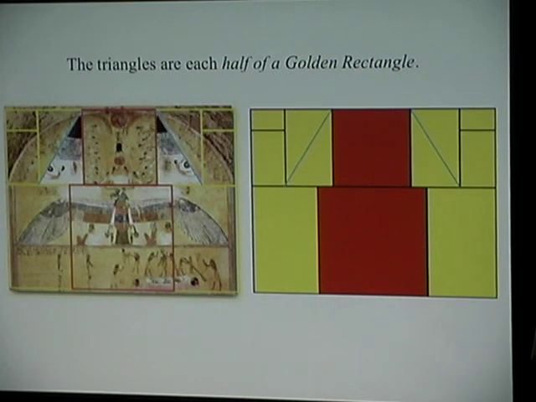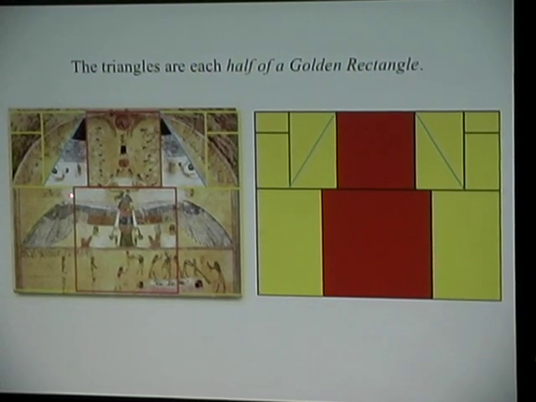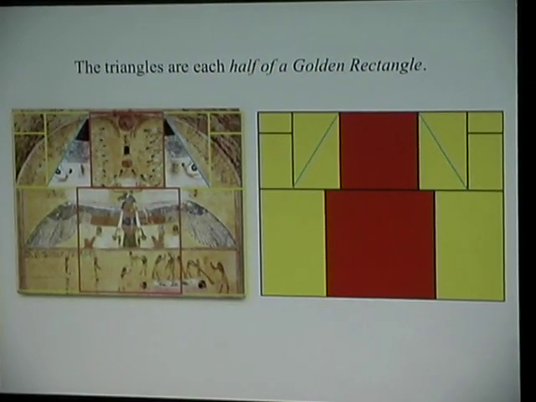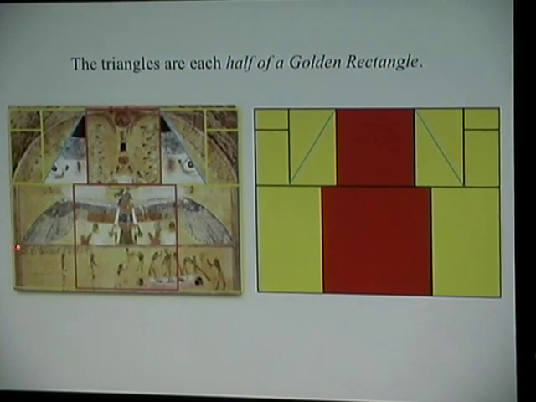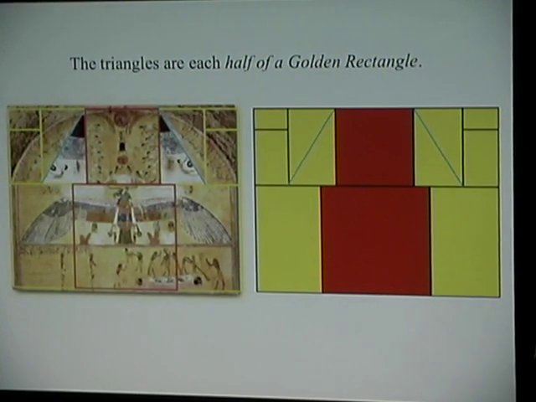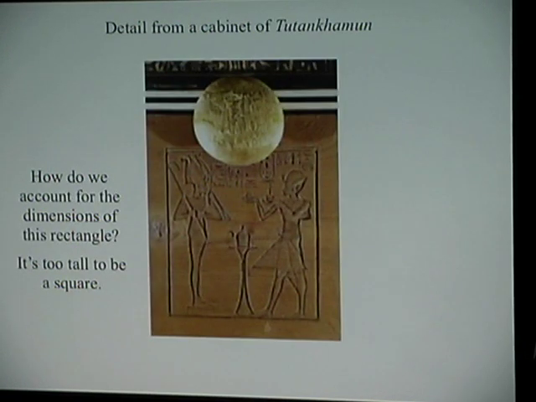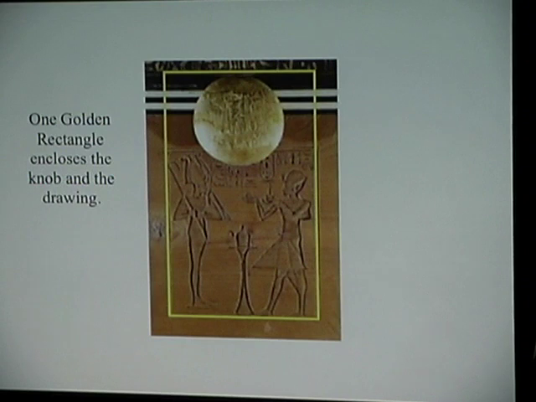And I could have actually taken this further, and you would see there's a golden rectangle right here, as there is on the sides. And I could have lopped out a square from each of these sides. You see here would encompass the wings. After you see this, you should be pretty good at analyzing Egyptian art. And this really interested me. This cabinet from Tutankhamun. How do we account for the dimensions of this rectangle? It's too tall to be a square.